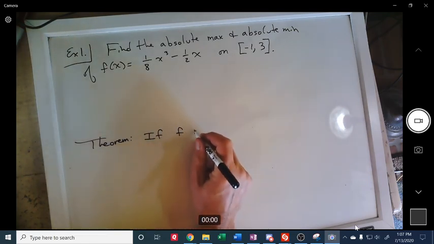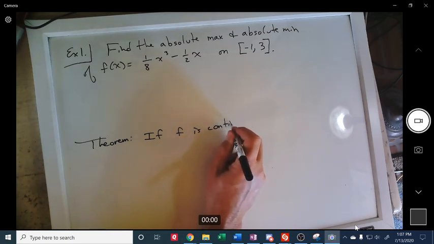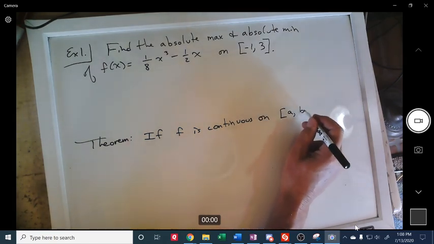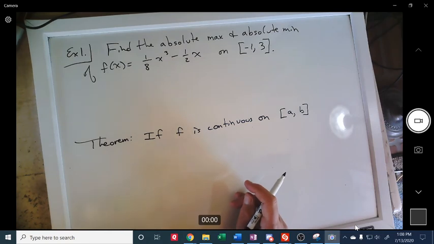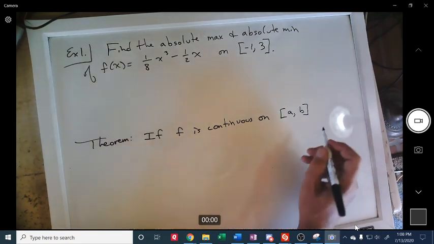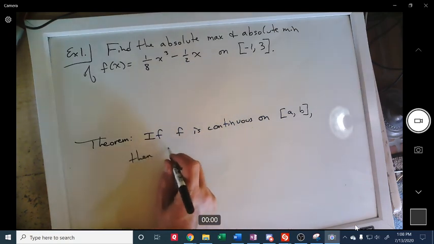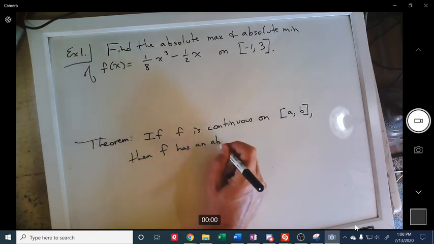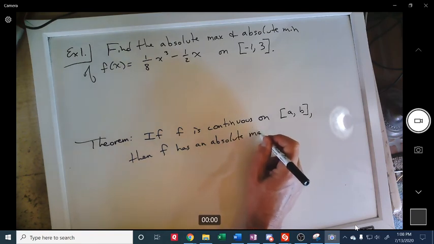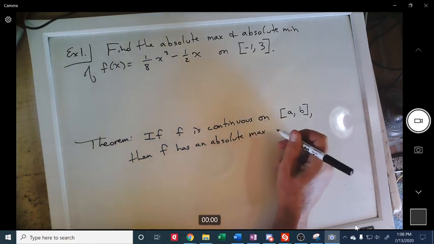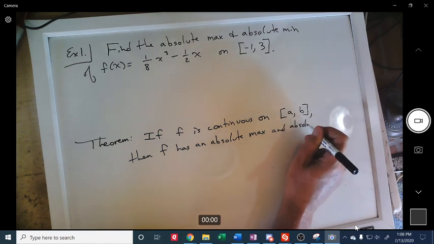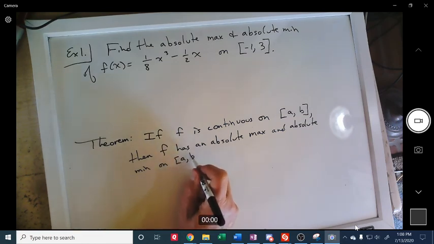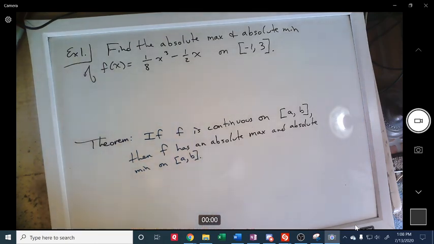If function f is continuous on a closed interval a to b of the x-axis, then f has an absolute max and absolute min on the interval, closed interval a to b.